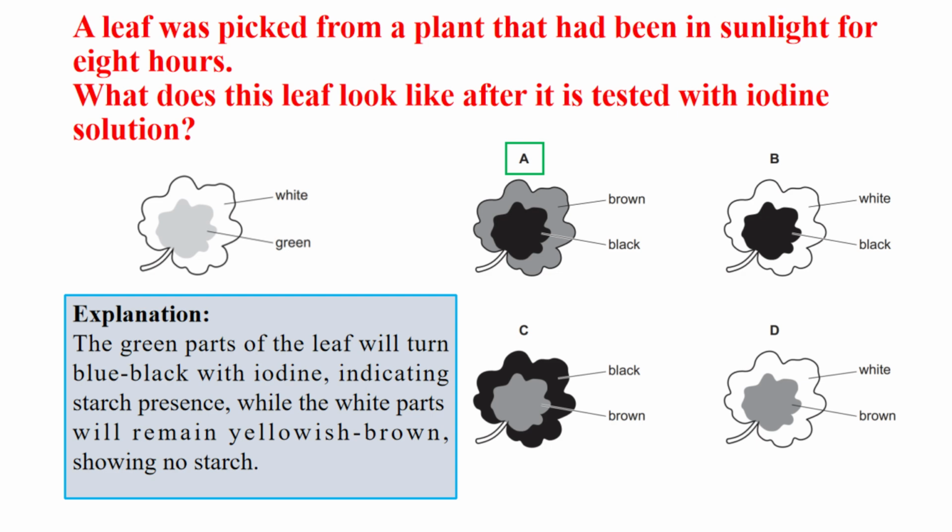In the next question, a leaf was picked from a plant that had been exposed to sunlight for 8 hours. After testing it with iodine solution, the leaf shows distinct color patterns. The green parts of the leaf turn blue-black, indicating the presence of starch. However, the white parts of the leaf do not change color, showing no starch is present. Therefore, the correct answer is option A.